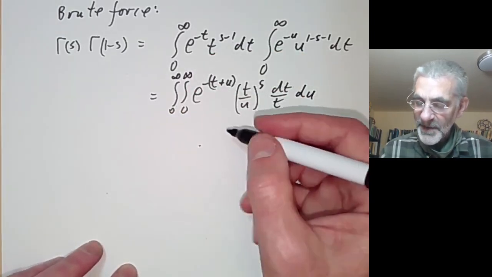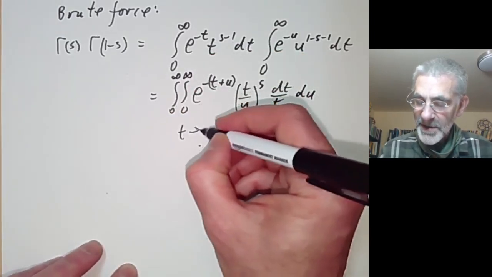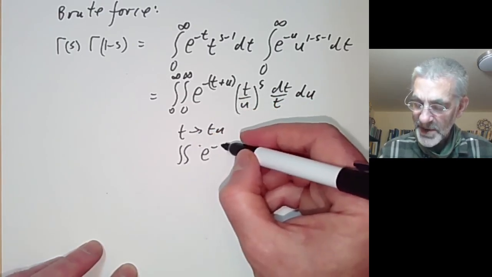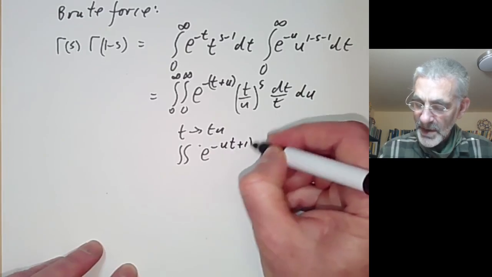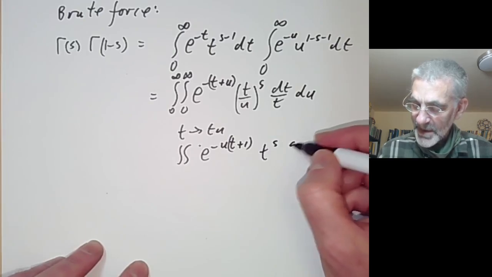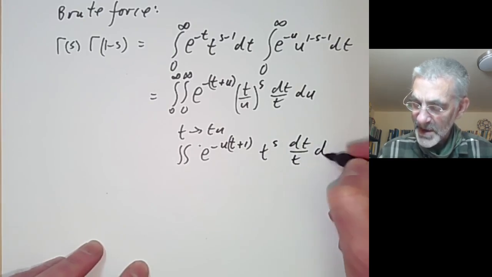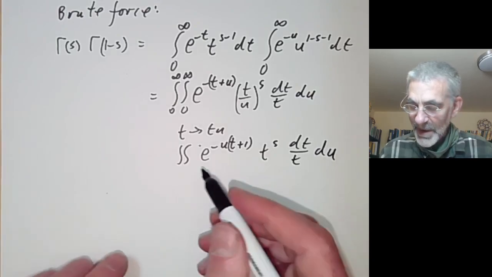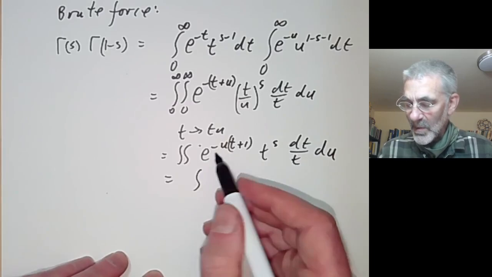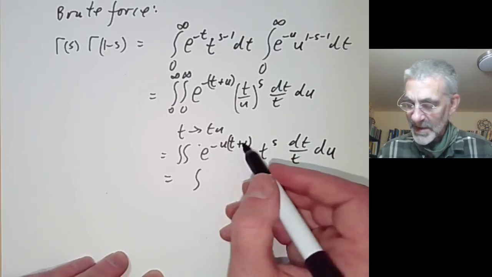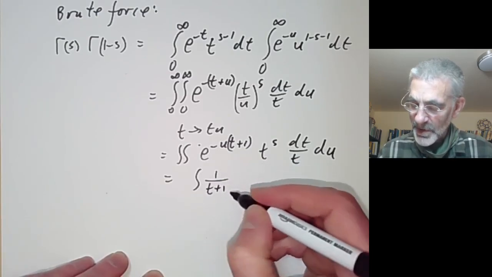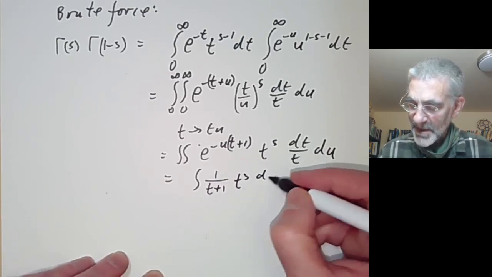And I'm going to change variables. I'm going to change t to t times u, and this gives us a double integral of e to the minus u t plus u times t to the s times dt over t times du. And now we can carry out the integral over u, so this now becomes the integral. Well, the integral over u is easy. That's just going to give us 1 over 1 plus t, so that's 1 over t plus 1, t to the s dt over t.